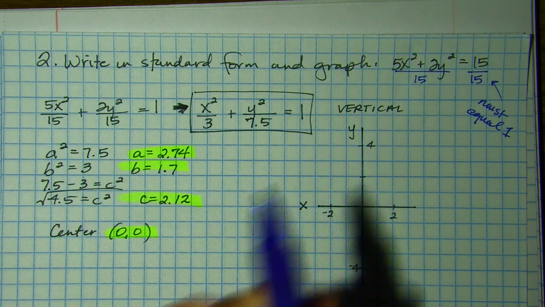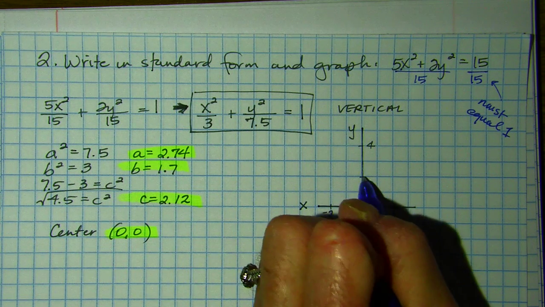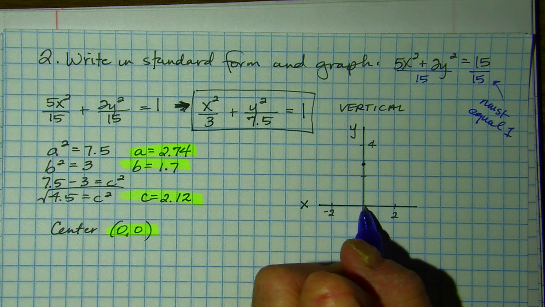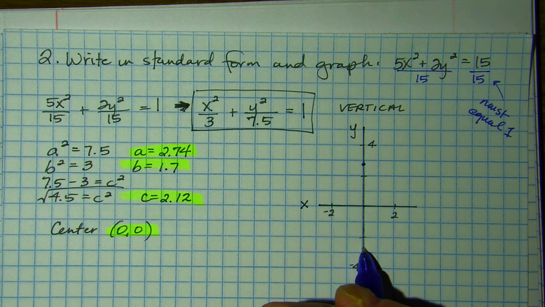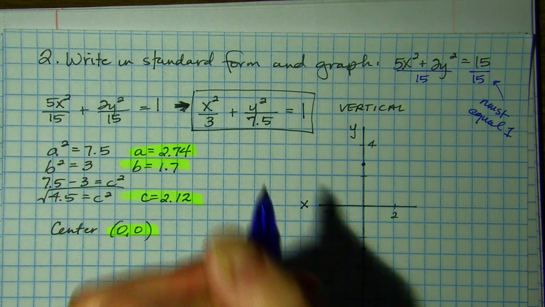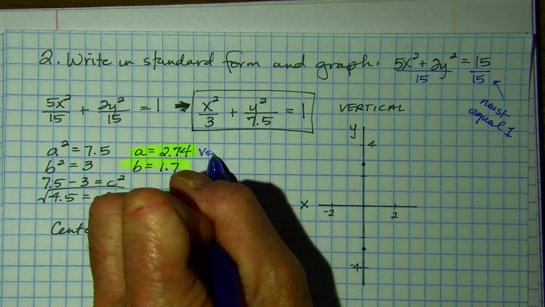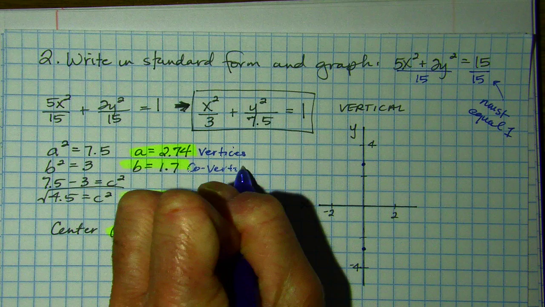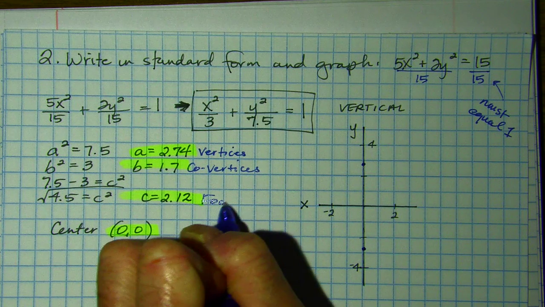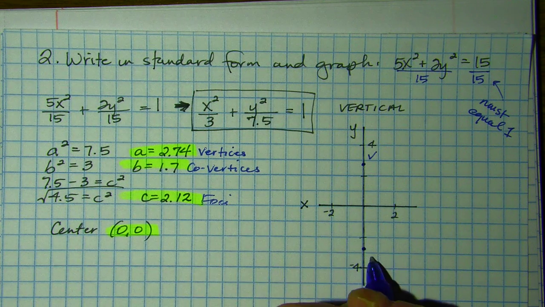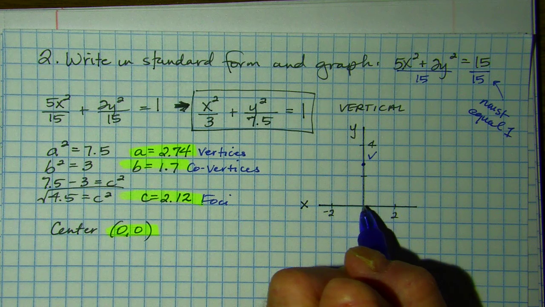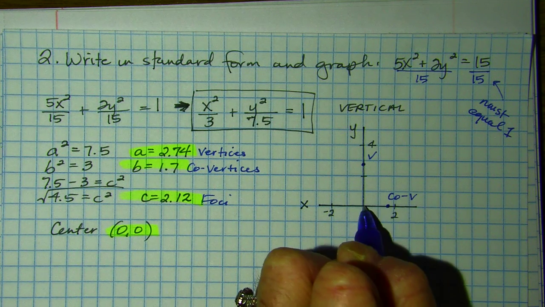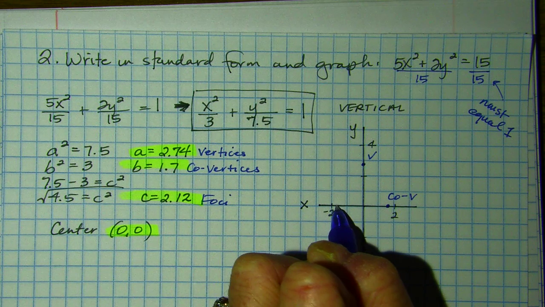So starting at the center, I'm going to go up 2.74, almost 2.75, and I'm going to go back to the center and go down 2.75. Okay, because these are our vertex or vertices. These are our co-vertices. And these right here are our foci. So there's my vertex. Here's a vertex. Go back to the center and go 1.7. So there's my co-vertices. Back to the center and the opposite 1.7.